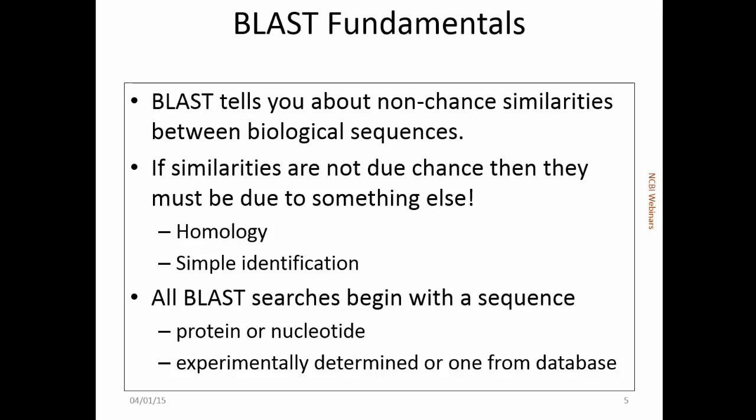So what BLAST really tells you is about non-chance similarities between biological sequences. And that's an important thing for biologists because if the similarities are not due to chance, then they must be due to something else. That something else is typically thought to be homology. That is, those two genes, those two proteins, those two transcripts are descended from some common ancestor. So that's the concept of homology.